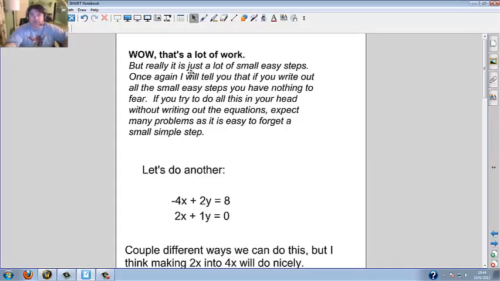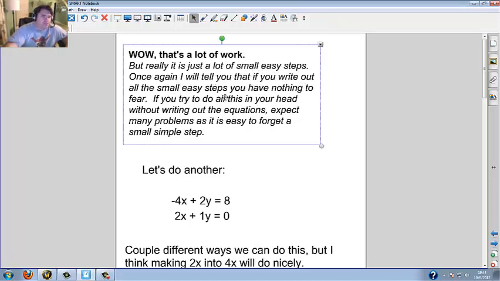And back. Wow, that's a lot of work. But really, it's just a lot of small, easy steps. Once again, I will tell you that if you write out all the small, easy steps, you have nothing to fear. If you try to do this all in your head without writing out the equations, expect many problems, as it's easy to forget a small step. And I really can't say that enough. If you write out every little step like I did in my last section, you'll be fine.